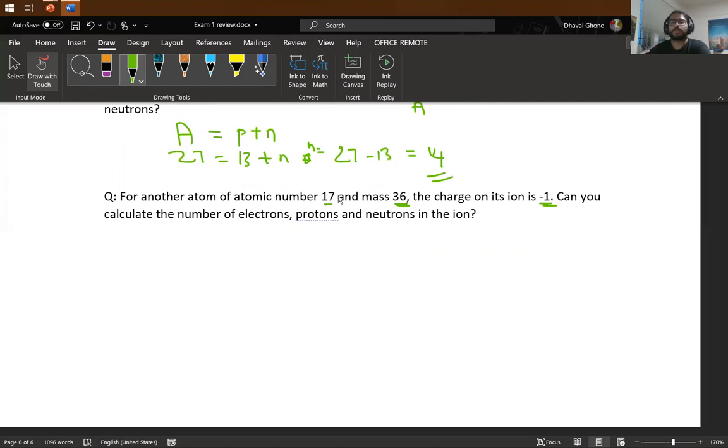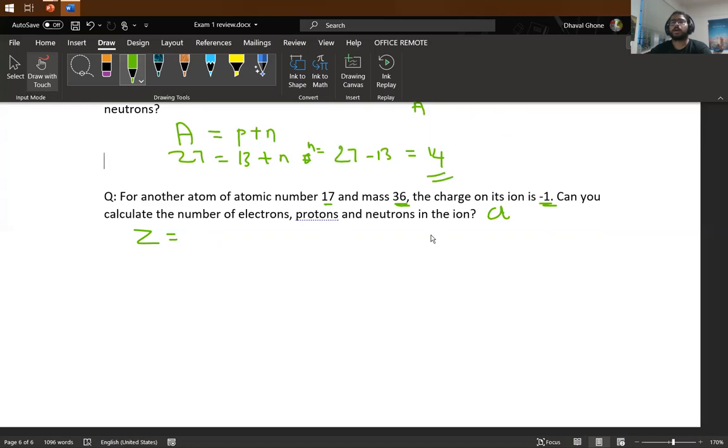Okay. So if you remember, this is the chlorine atom we found abundance for. I rounded up the mass to 36. But for the sake of the question, let's solve this part of it. Pause the video and go ahead and solve it on your own. And when I'm done solving it, come back and see how I solved it.